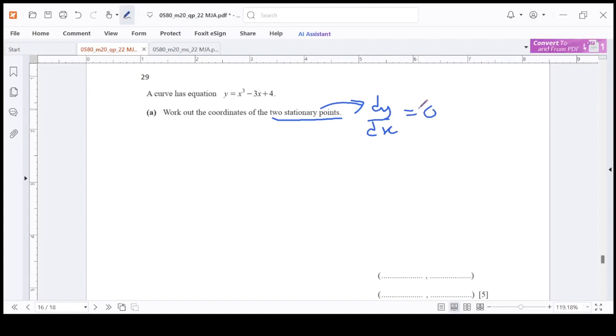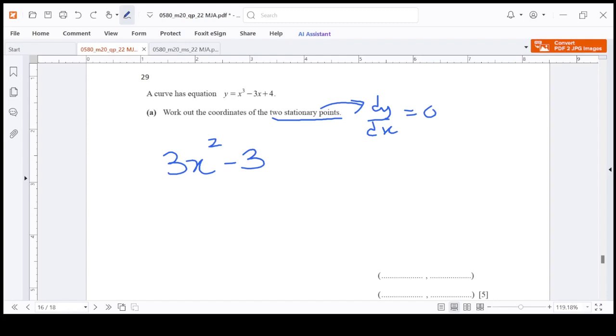So we differentiate this. The 3 comes down. The power becomes 1 less. The derivative of minus 3x is just the coefficient, minus 3. The derivative of a constant value is 0. Okay, so we have derived it: 3x squared minus 3, and you don't have to write plus 0.